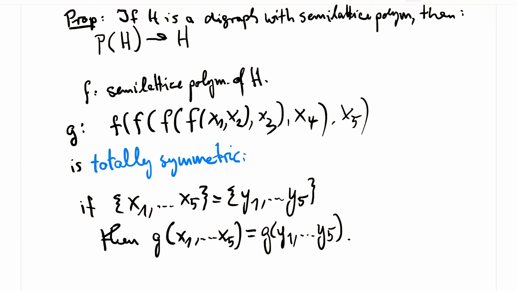And this is quite clear from the properties of idempotency, commutativity, and associativity. We can rebracket, we can shuffle around, we can duplicate arguments, and will not change the function value. So clearly, totally symmetric, I can define it not just for arity 5, but in general. I will talk about totally symmetric operations of arity k.